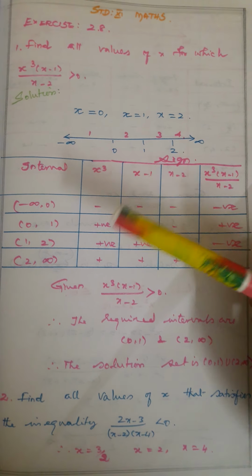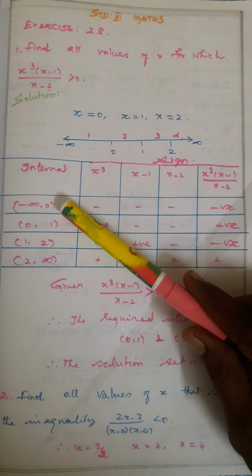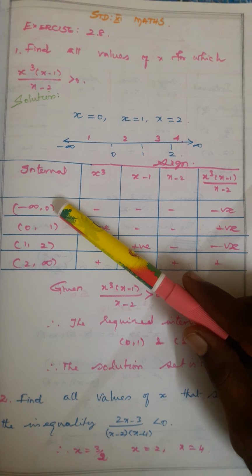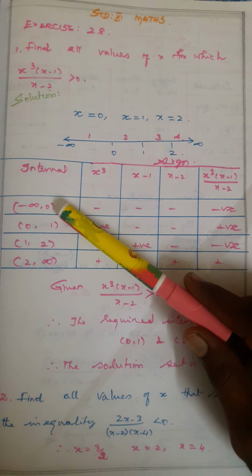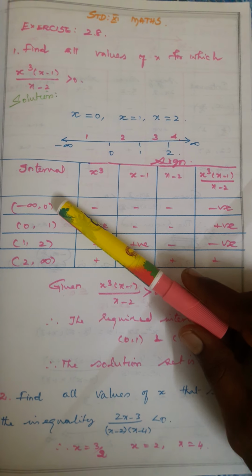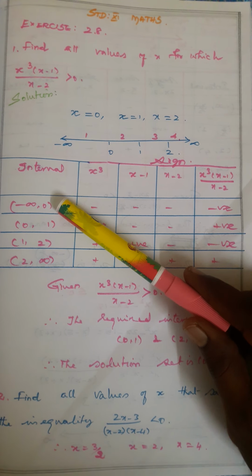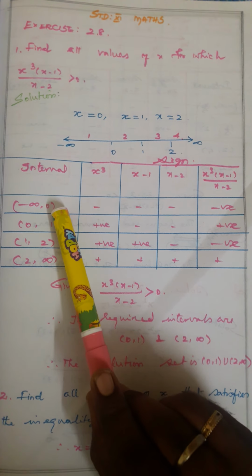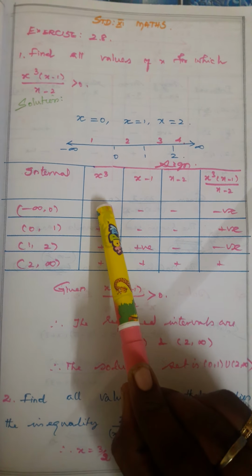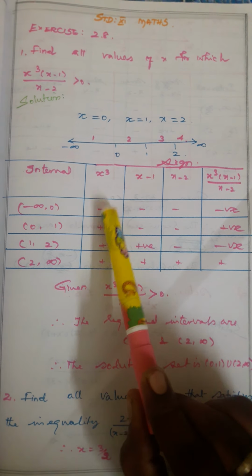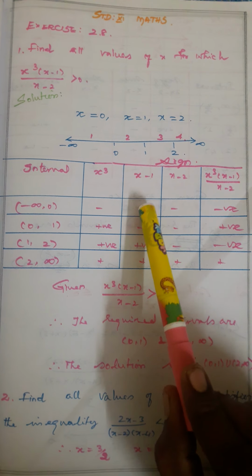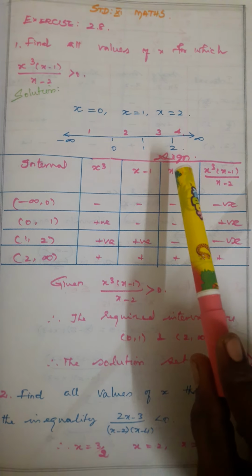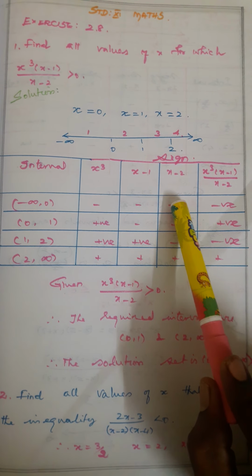So before that, we'll start with our first interval. It is minus infinity comma 0. I can take any negative number. For example, I can take minus 1, right? So the first interval I am taking x is equal to minus 1. So minus 1 cube is minus 1. Minus 1 minus 2, we are not multiplying, we are adding. So minus 1 minus 2 is minus 3.